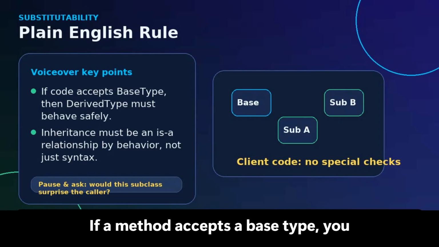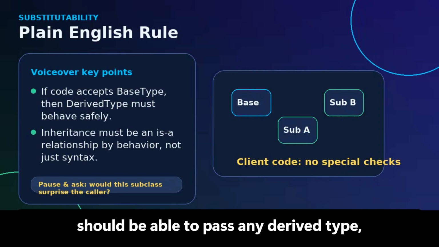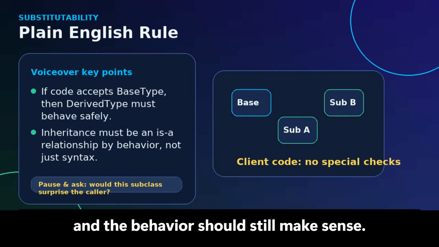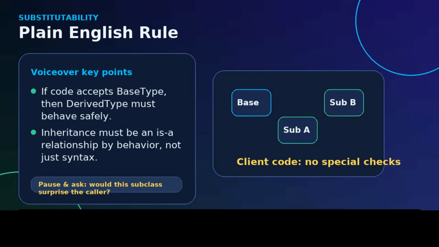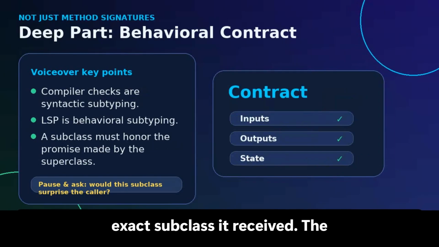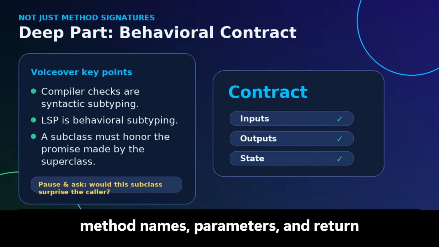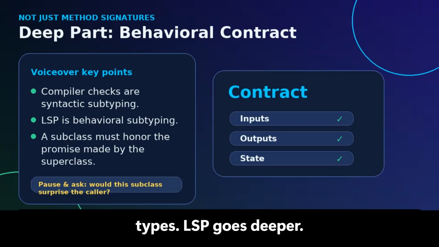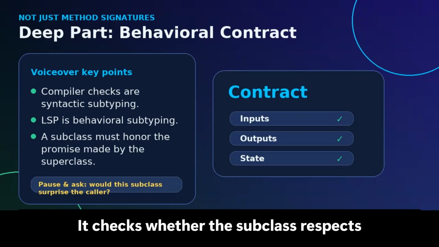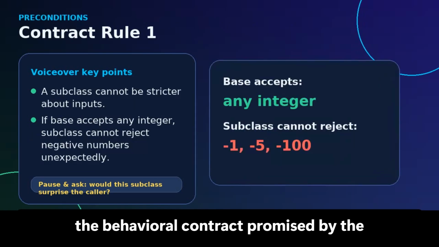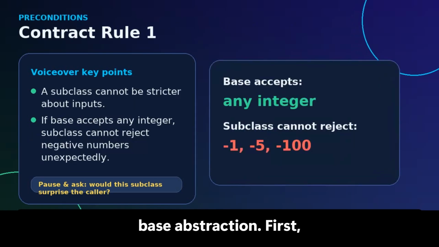If a method accepts a base type, you should be able to pass any derived type, and the behavior should still make sense. The client should not need to know which exact subclass it received. The compiler only checks syntax, such as method names, parameters, and return types. LSP goes deeper. It checks whether the subclass respects the behavioral contract promised by the base abstraction.